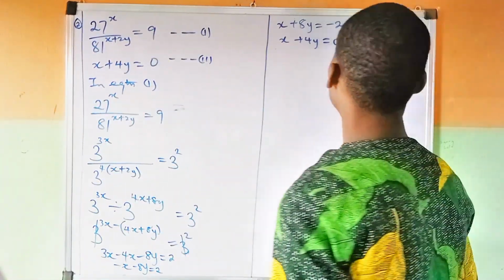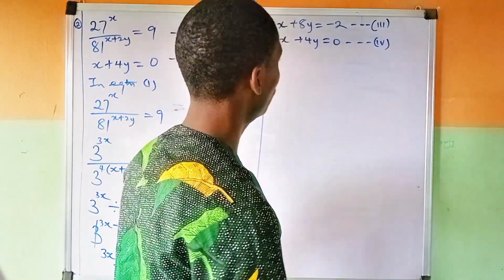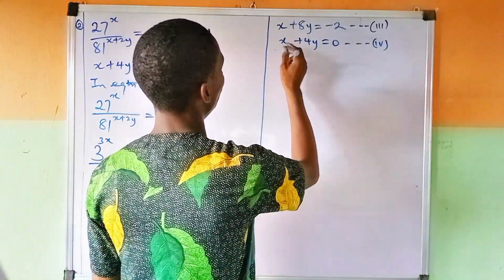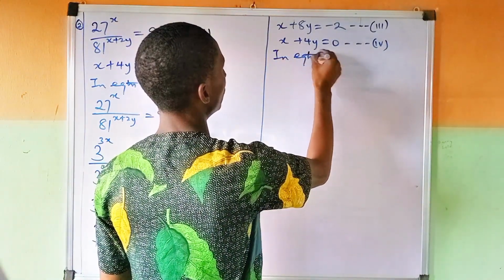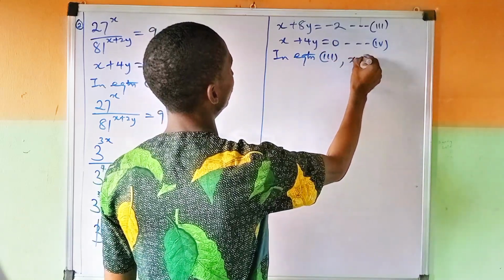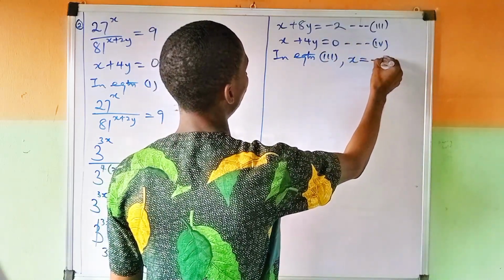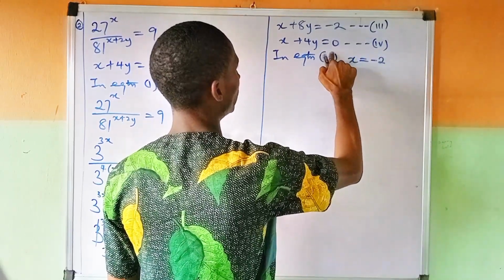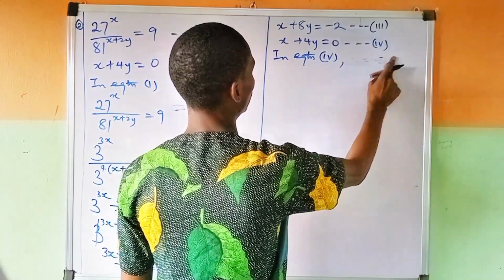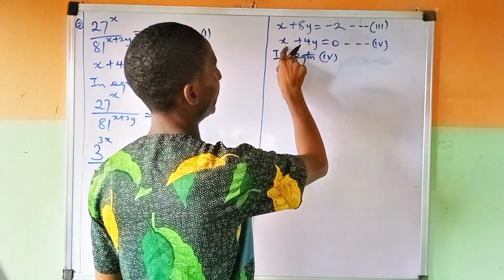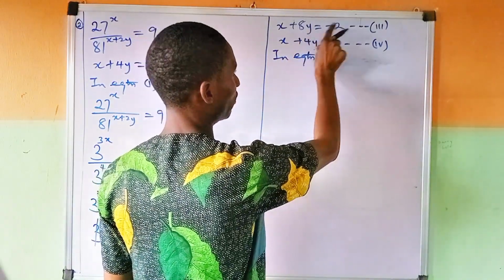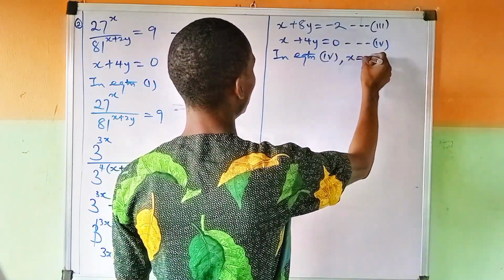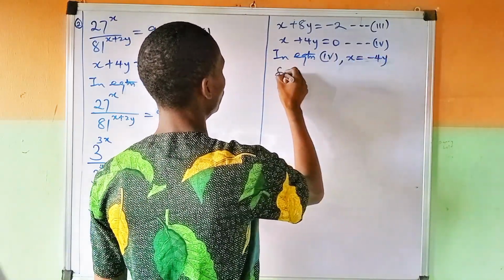So let's proceed. You can use your elimination method, you can use substitution, but I prefer to use the substitution method for this question. In equation 3, x is going to be what? Minus 2. Okay, so let's use equation 4. From this equation 4, what will be our x? x will just be, 4y crosses here and becomes minus 4y. In equation 4, x equals minus 4y.